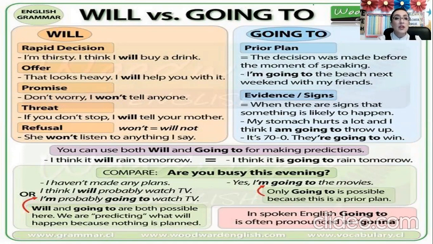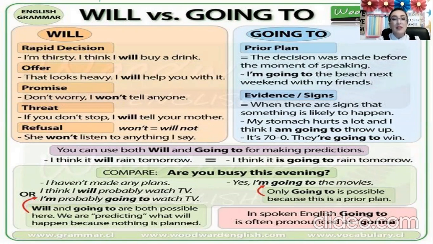And also we are going to use it for offers. For example, when you are offering your help to someone, here you have an example. Oh, that looks heavy. I will help you with it. Don't worry. Oh, that looks dirty. I will clean it. Oh my goodness, you are offering your help in that case, okay? So be careful how you use will, because we are going to believe that you are offering your help to somebody to do something.